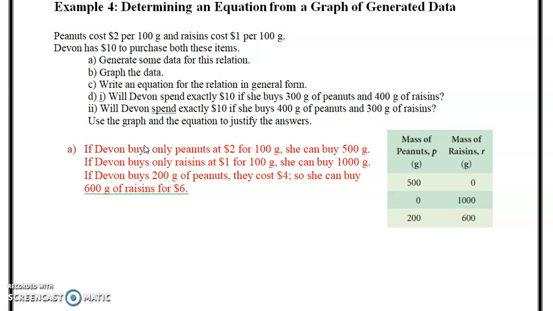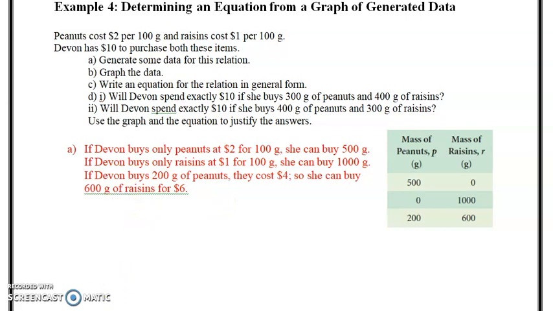And then in the middle, if you get a little bit of both, again, you only need 2 pieces of data to draw a linear line, but we pick another one. So if we did 200 grams of peanuts, that would be $4. And that'll give us $6 left for raisins, so that'll be 600 grams. Again, everyone could have a different answer here. The best two to do is find one where it's all one of each. That'll give you the x and y intercept, and then you can just draw the line, and there's another one in here as well. That would be obtained after you graph it anyway.